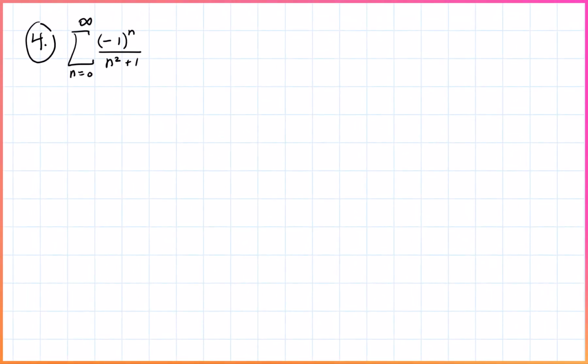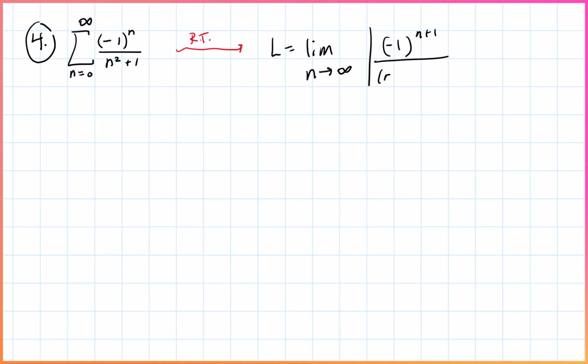What if we have this guy? This is the series from n equals 0 to infinity of negative 1 to the nth power over n squared plus 1. So if I try the ratio test on this, let's see what happens. If L equals the limit as n approaches infinity of negative 1 to the n plus 1 over (n plus 1) squared plus 1, times n squared plus 1 over negative 1 to the nth.